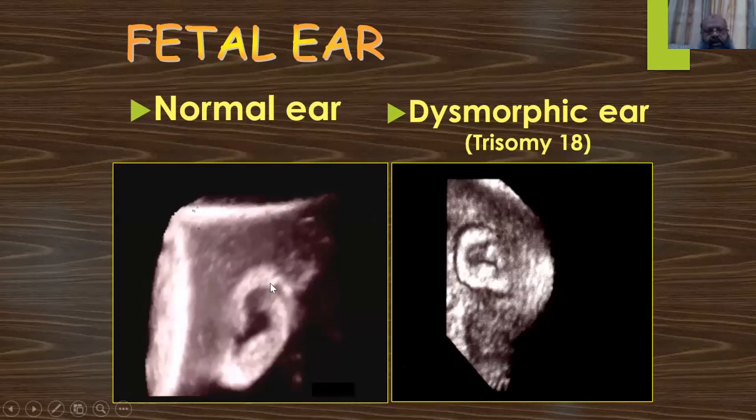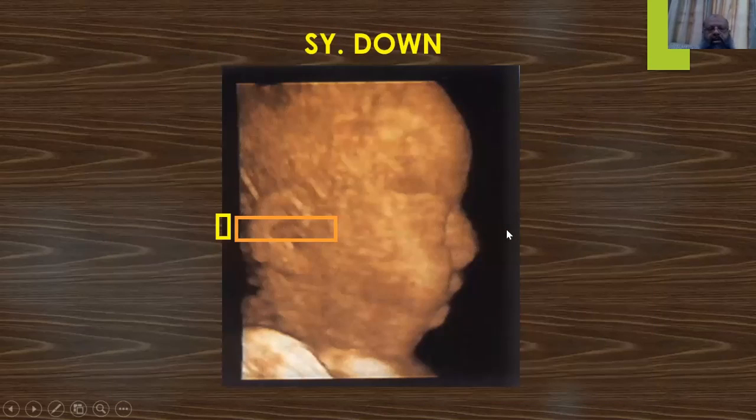This is the fetal ear. In trisomy 18, we will have a dysmorphic, irregular ear. This is a normal ear, and this is a dysmorphic ear. In Down syndrome, we look at the level of the ear according to the eye, the lower part of the eye. If the proximal part of the ear is below the mid of the eye, that raises the Down syndrome suspicion.